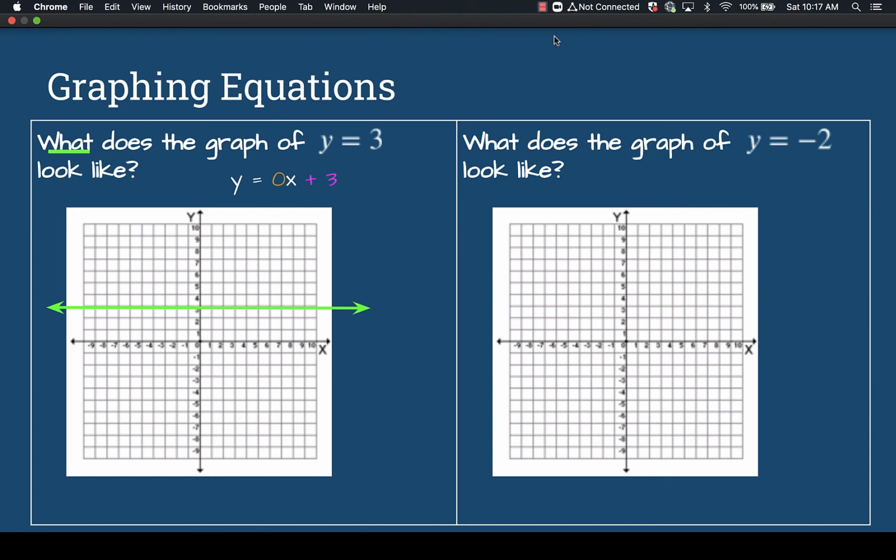Pause the video and graph y equals -2. Check your answer.